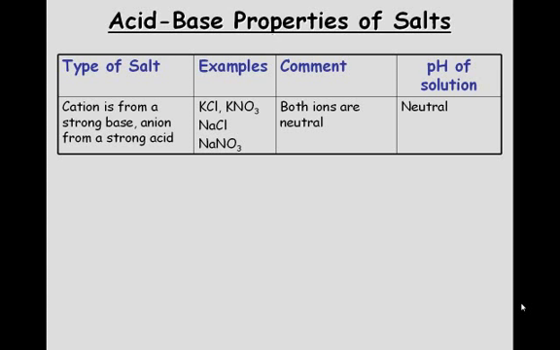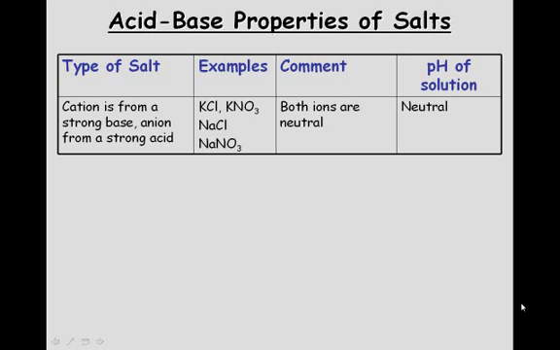So let's start with those salts which form from the cation from a strong base and the anion from a strong acid. So that would be KCl, so the K from KOH and the Cl from HCl, and that's a strong base and a strong acid, and your resulting salt would be KCl, KNO3, NaCl, and NaNO3.